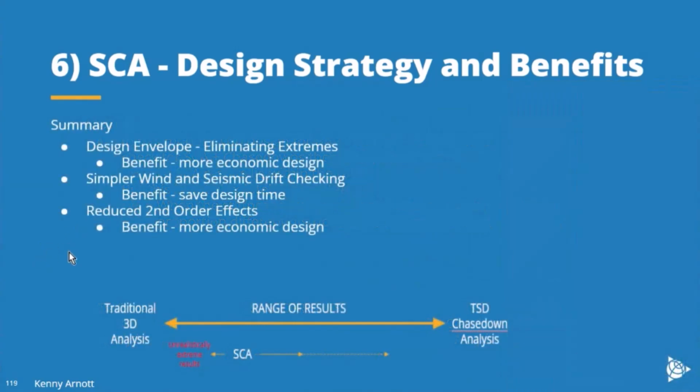So in overall summary on this section, I'm talking about benefits primarily. For the design envelope, the benefit is that you can eliminate extremes, and again, the benefit is the potential for more economic design. For the wind and seismic drift checking, the benefit is for you as designers, where you can make the process more efficient, and you're not maintaining multiple models. And then for the reduced second order effects, again, the benefit is for a potentially slightly more economic design.